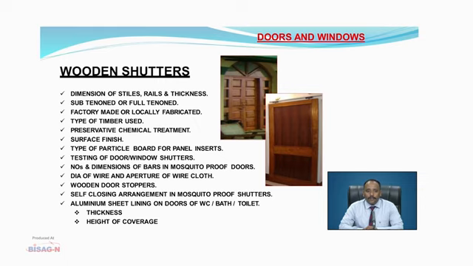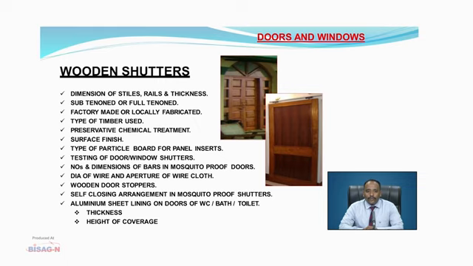The quantity and the dimensions of bars in mosquito-proof doors have to be checked. Diameter of wire and aperture of wire cloth have to be checked to be in tune with the contract agreement specifications. The provision for wooden door stoppers has to be made. Also, self-closing arrangements in mosquito-proof shutters have to be ensured.